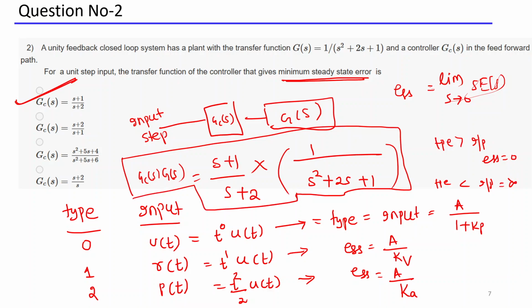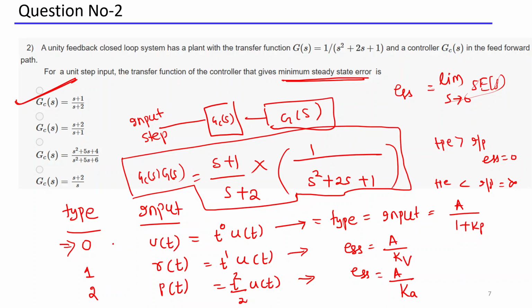Let me give an example. Type is defined by the poles at origin. In this question, Gc(s) into G of s is the open loop transfer function. So tell me, how many poles at origin are there? There is no pole at origin, which means your type will be 0, right? Your type is 0 because there is no pole at origin.